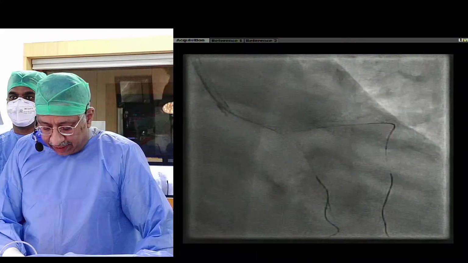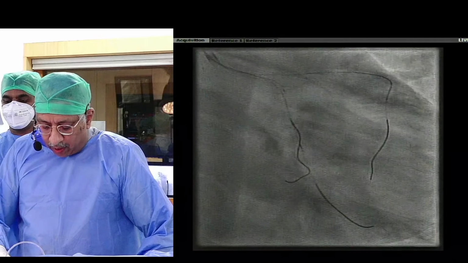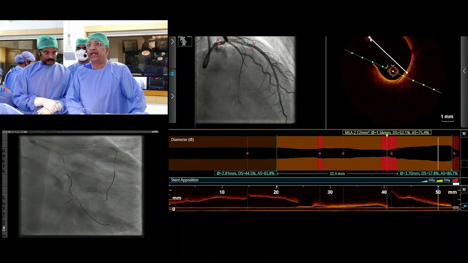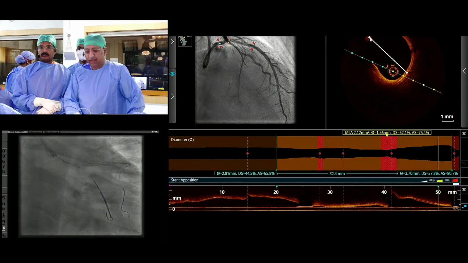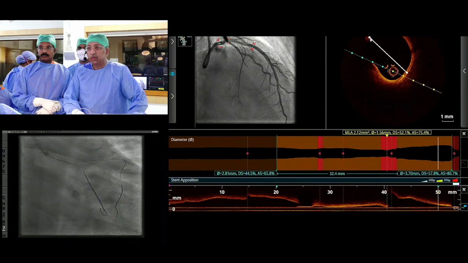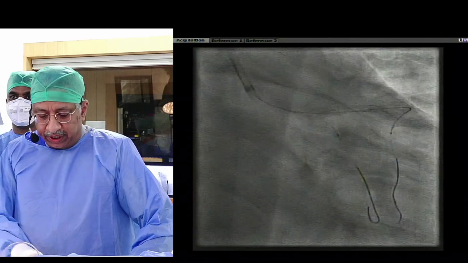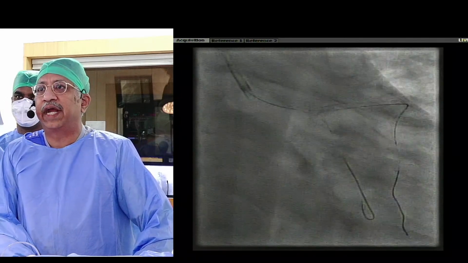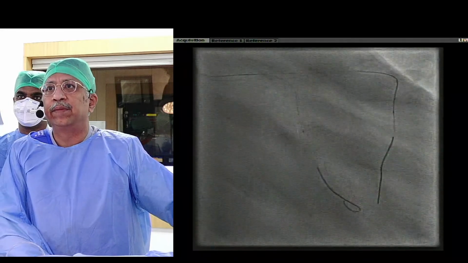So what I've done right now is I've got the LAD wire, I've got the circumflex wire, and now I'm going to pull the jailed wire out very carefully without the guide hitting the left main. So I pull the jailed wire out, and now I'm going to use the OCT catheter and show you an OCT to decide whether we have actually gone through the distal strut. Give me the OCT catheter.